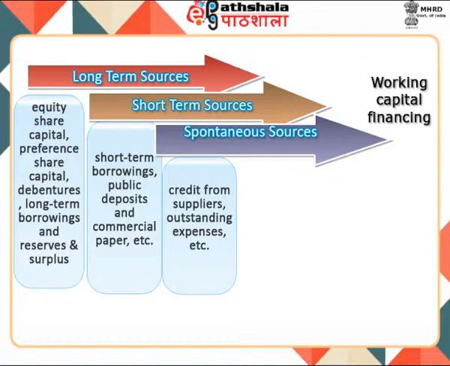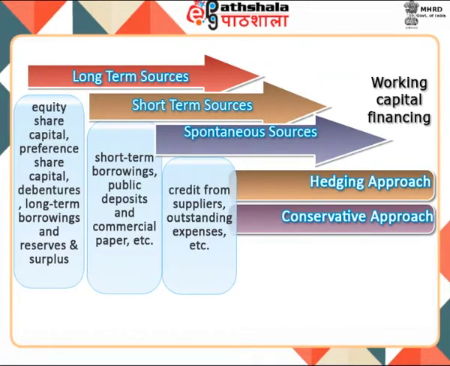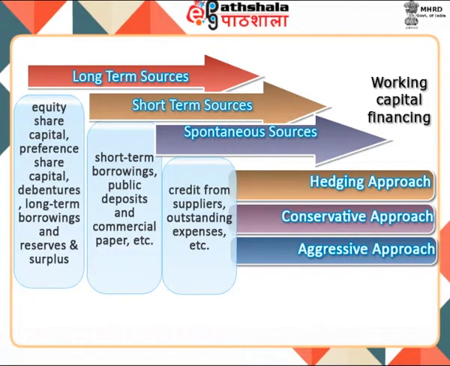A firm generally follows any of three approaches in selecting these sources, namely hedging approach, conservative approach, and aggressive approach. In case of hedging or matching approach, as the name says, firms match the sources to finance an asset on the basis of their maturity. That is, for current assets, short-term sources are used and for fixed assets, long-term sources.